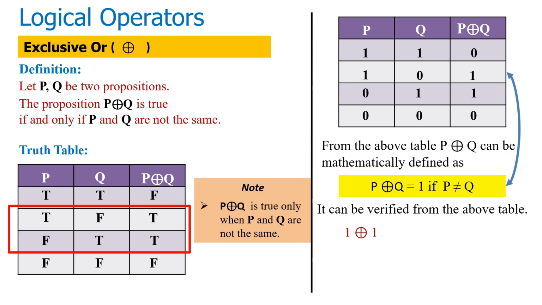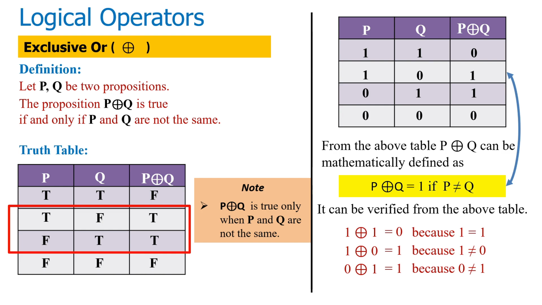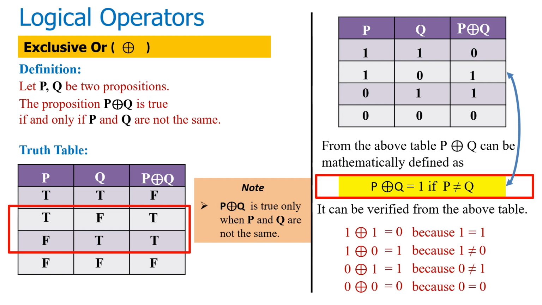1 exclusive or 1 is equal to 0 because 1 is equal to 1. 1 exclusive or 0 is equal to 1 because 1 is not equal to 0. 0 exclusive or 1 is equal to 1 because 0 is not equal to 1. 0 exclusive or 0 is equal to 0 because 0 is equal to 0. That's why we say P exclusive or Q is equal to 1 if P is not equal to Q.